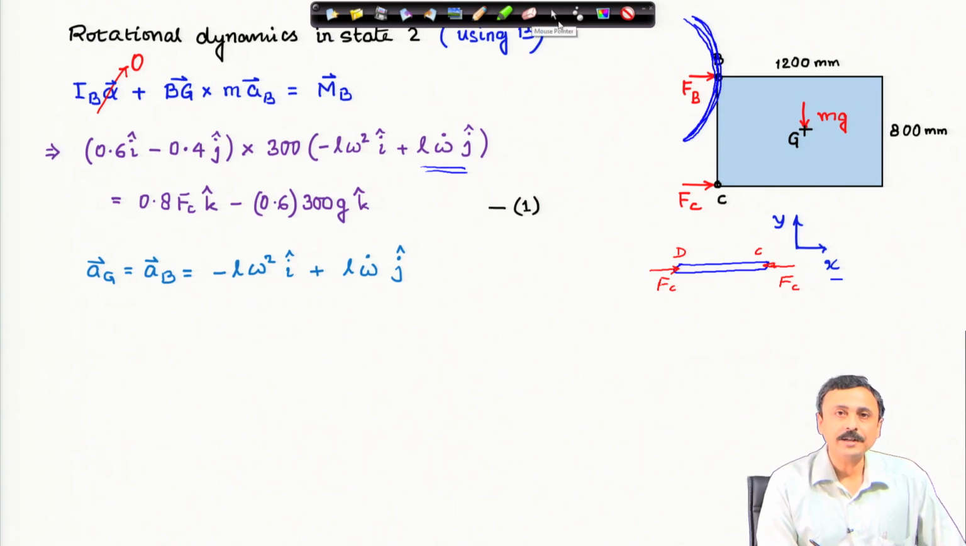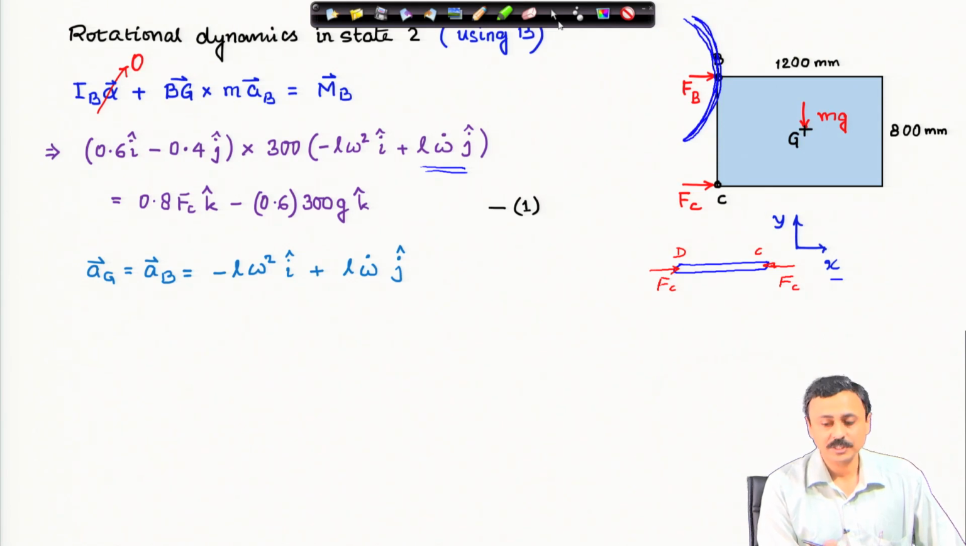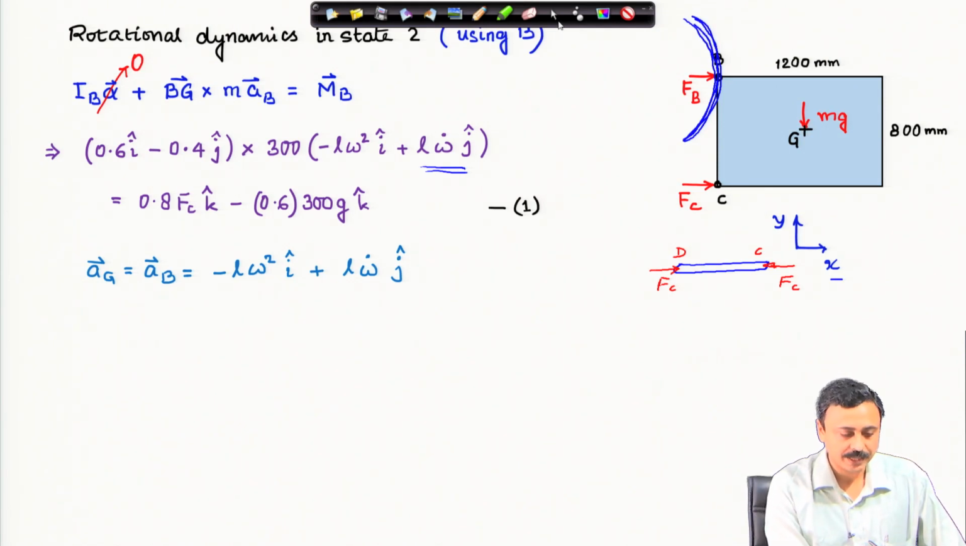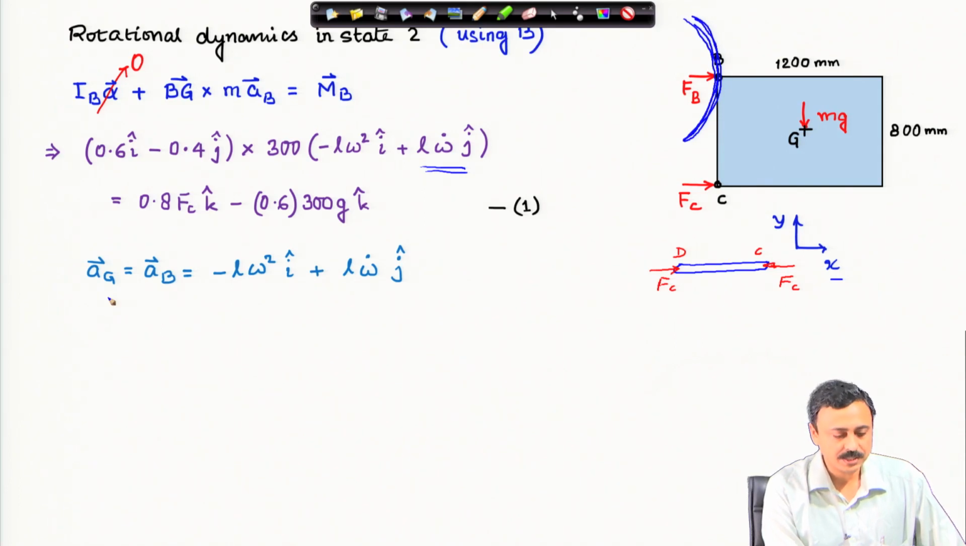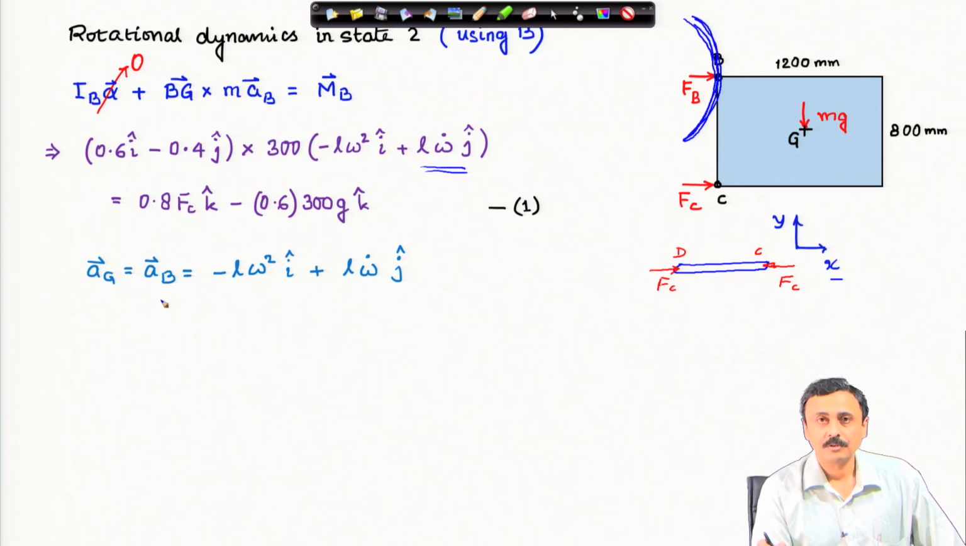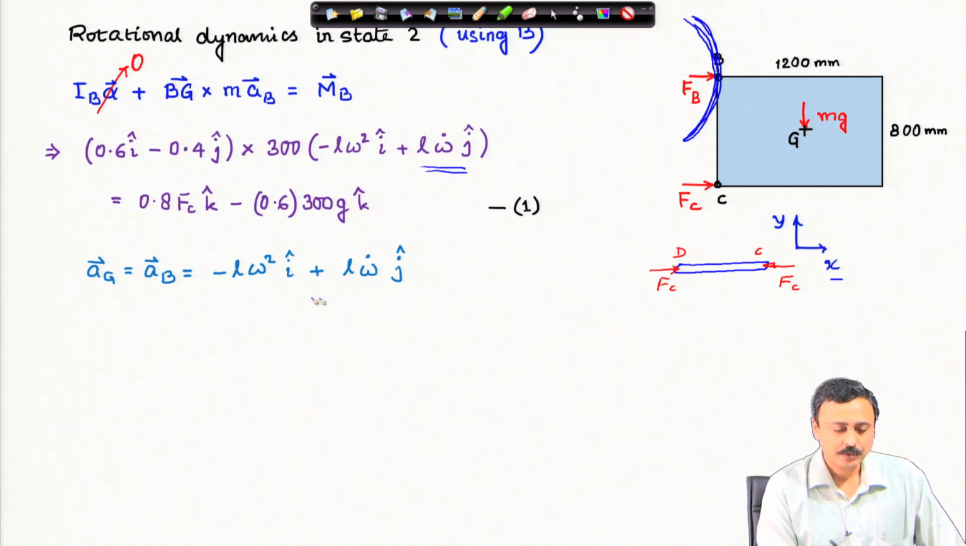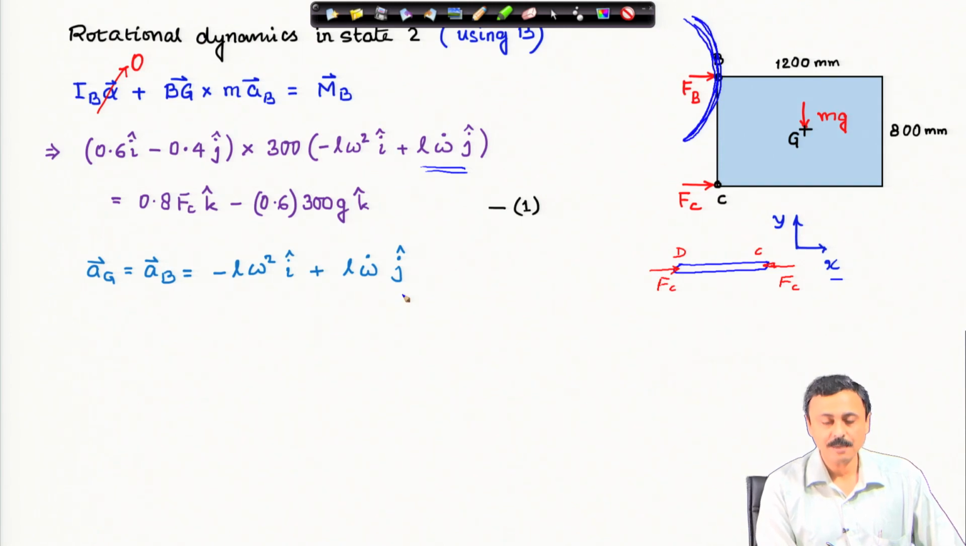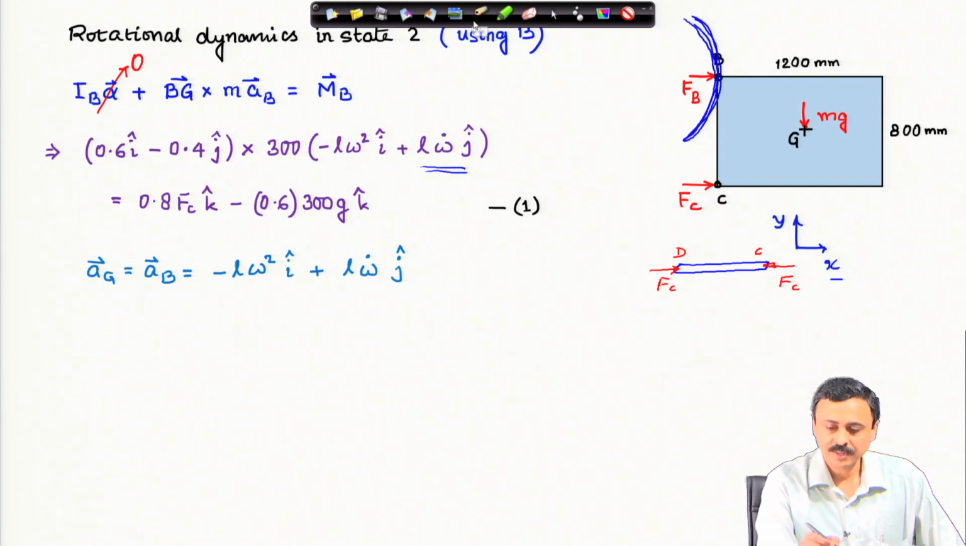Therefore, what we do is we write down the linear momentum equation, Newton's second law, for the center of mass of the plate. Therefore, we need the acceleration of the center of mass Ag, and acceleration of center of mass is same as acceleration of point B. Once again, because this body is not rotating, the angular velocity is 0, angular acceleration is 0. Therefore, we have acceleration of G same as acceleration of B, and which is actually same as acceleration of C.